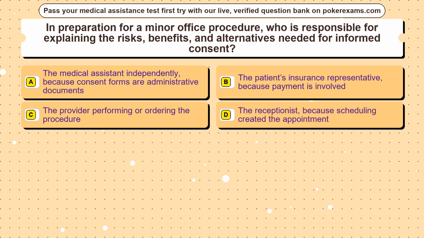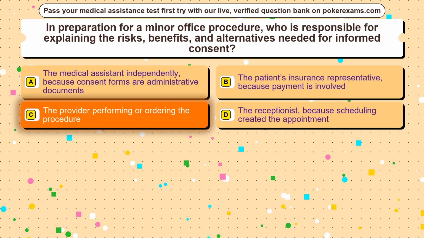Question 41. In preparation for a minor office procedure, who is responsible for explaining the risks, benefits, and alternatives needed for informed consent? Option A. The medical assistant independently, because consent forms are administrative documents. Option B. The patient's insurance representative, because payment is involved. Option C. The provider performing or ordering the procedure. Option D. The receptionist, because scheduling created the appointment. The correct answer is option C.